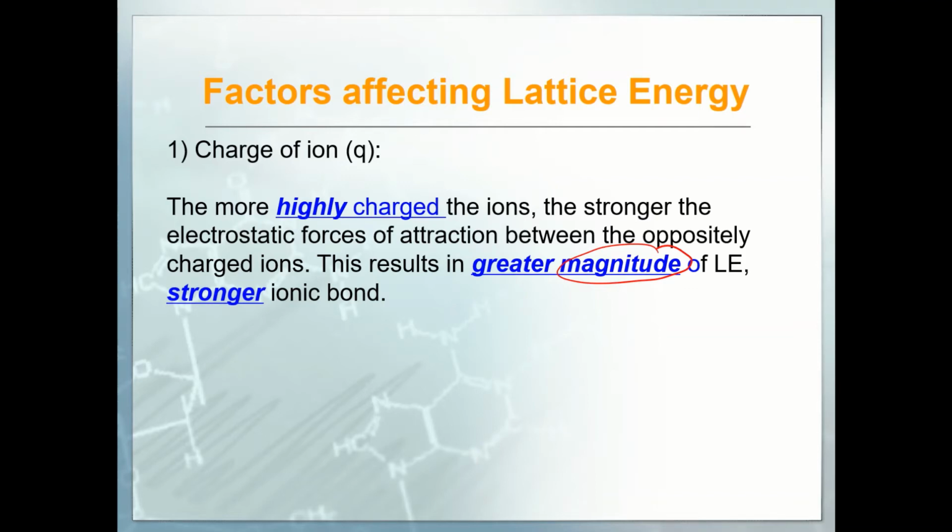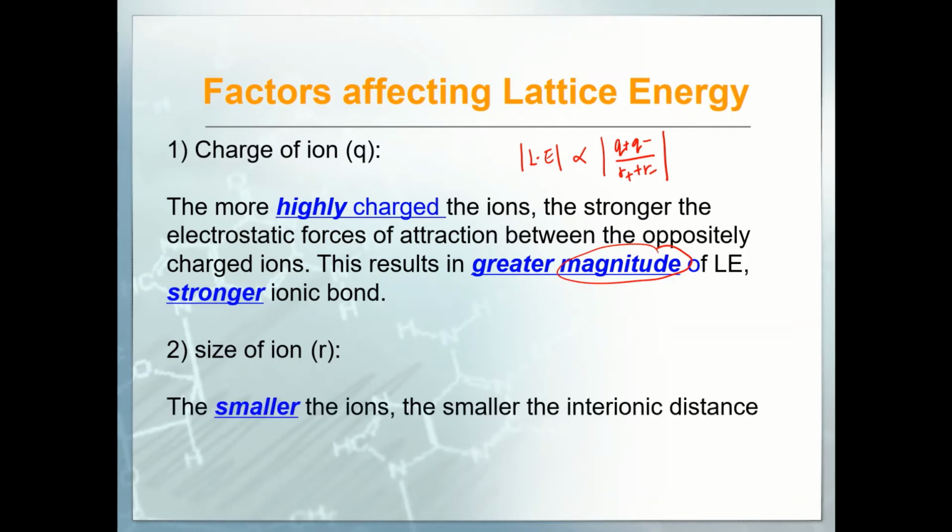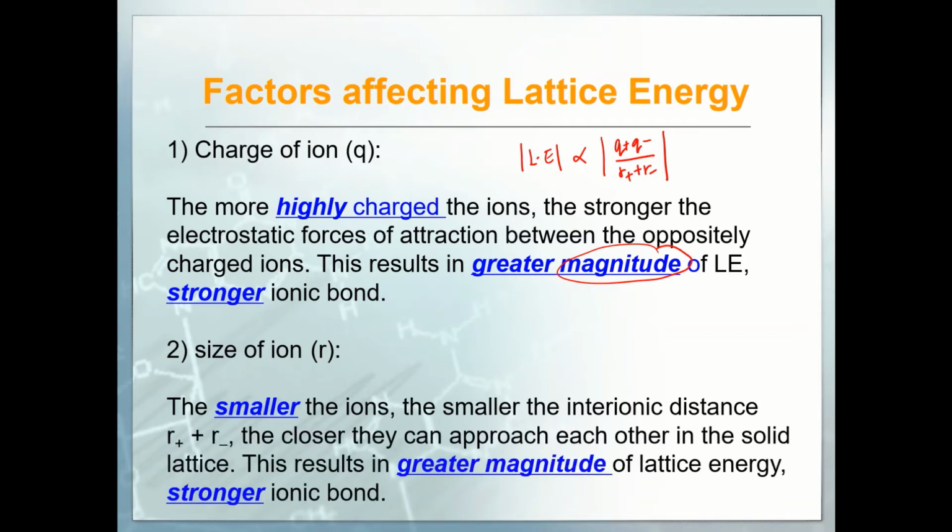Okay, the next factor here is the size of the ions. So if you look at the size, again, let's go back to the relationship. Let me write down the relationship. So magnitude of lattice energy is Q plus Q minus over R plus plus R minus. Therefore, if the size of the ions is smaller, your R plus, R minus are smaller, the magnitude of lattice energy will be bigger. So when the magnitude of lattice energy is bigger, that means your ionic bonds will be stronger.